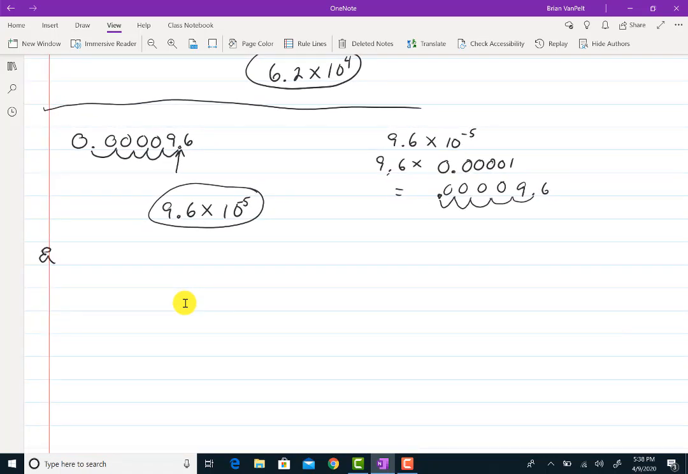So let's do an example. Let's convert 0.00418 to scientific notation.